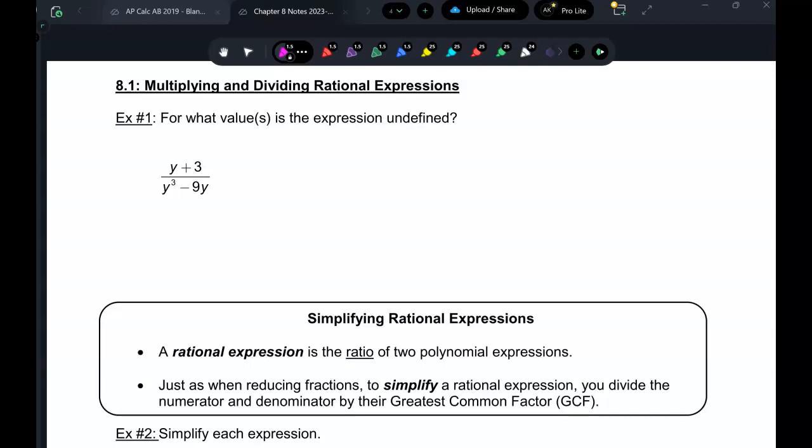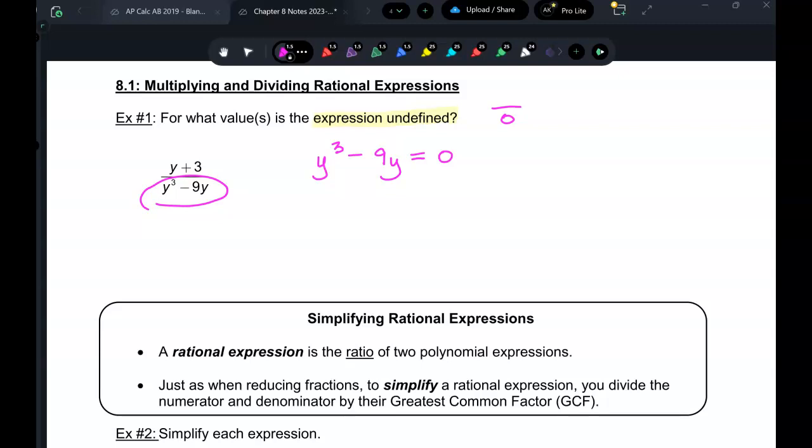8.1, multiplying and dividing rational expressions. First thing, for what value is the expression undefined? So what does that mean if it's undefined? It has no value. It has a denominator that is zero. Okay. So if I take the denominator and set it equal to 0 and solve.